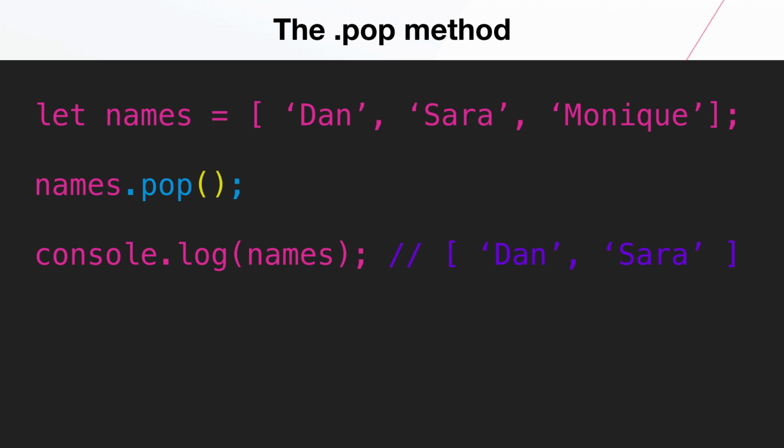So you can see here we have that original names array. We say names.pop, and then look, console log names, and we see that Monique is gone.